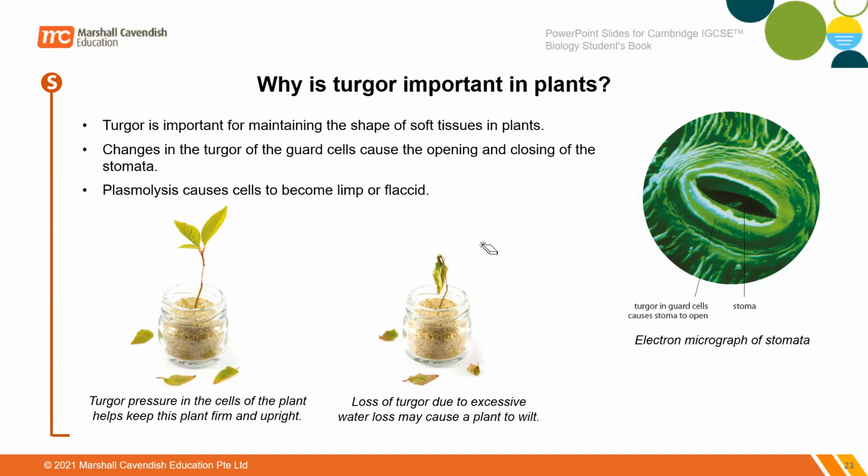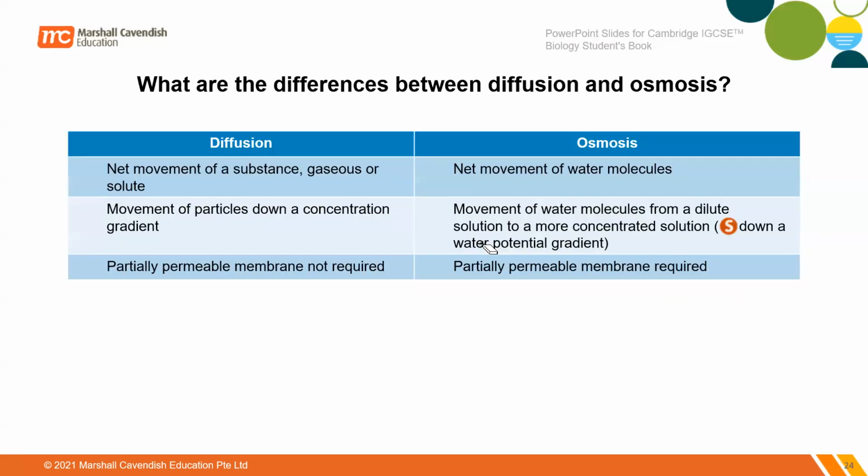If we have less water in the guard cell, the stomata will be closed, and plasmolysis causes the cell to be flaccid. So changes in the turgor of the guard cell control the opening and closing of the stomata. So it controls the movement of water vapor and gases from any type of cells. So it's actually controlling the transpiration rate. So it is extremely important to know the effect of turgor pressure on the guard cell.